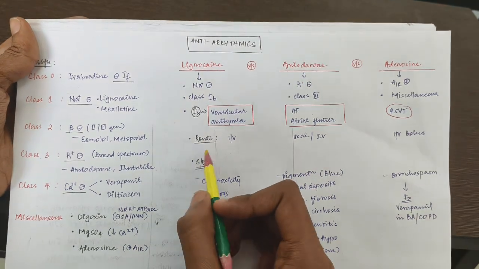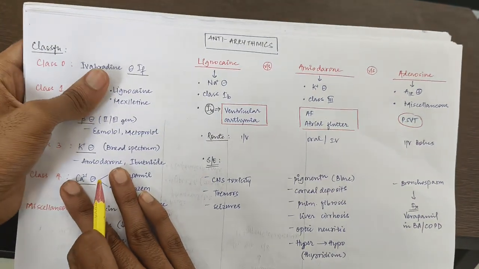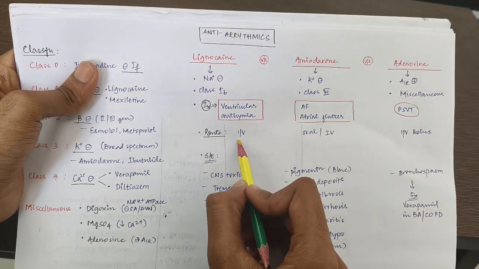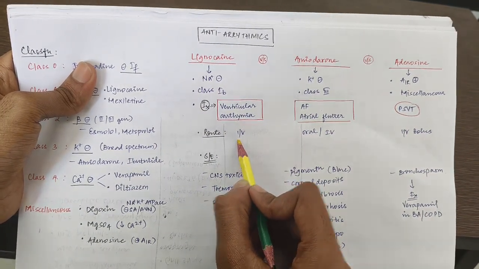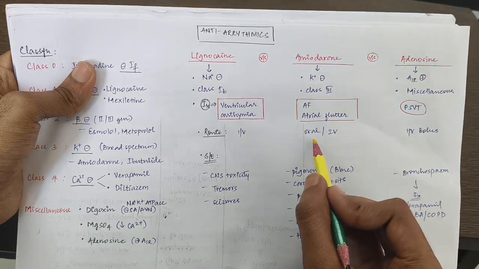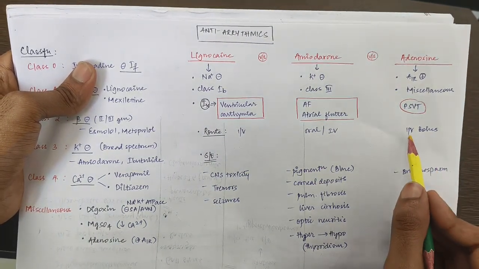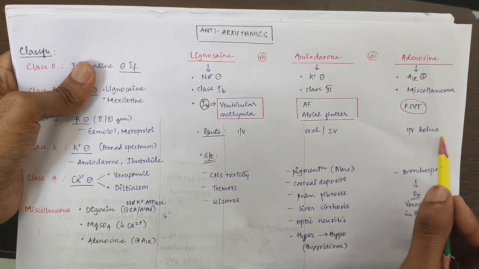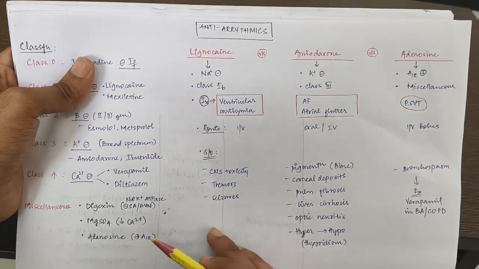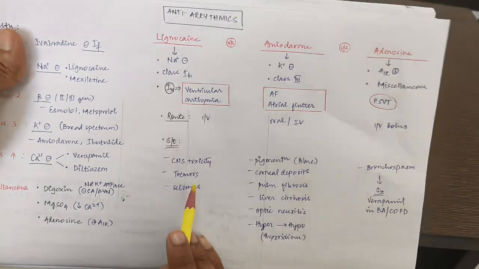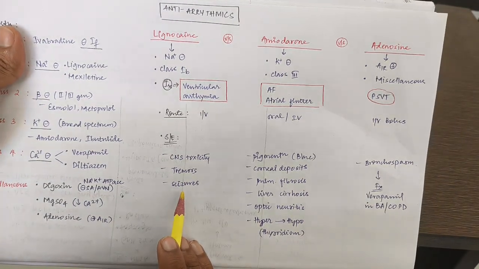Next, route, how you are going to administer the drugs. Lignocaine should be given IV, never oral, because of high first pass metabolism. Next is amiodarone, it can be given by oral route and IV route. Adenosine is IV bolus, it has a very short half-life, so it should be given very quickly like a bolus. So what are the side effects accordingly? Lignocaine has CNS toxicity, tremors and seizures.